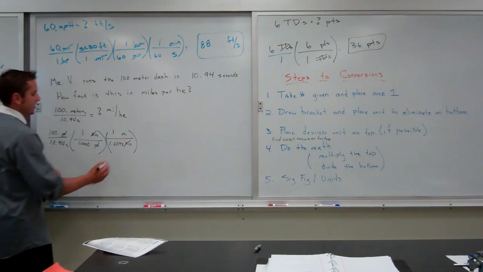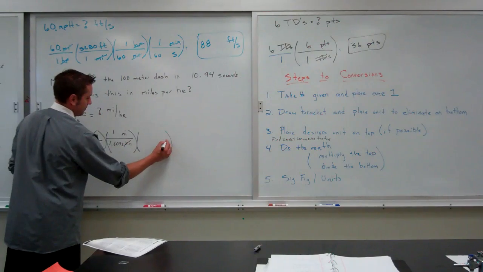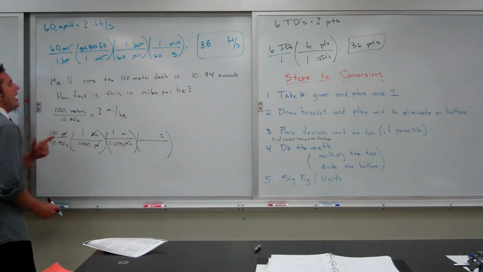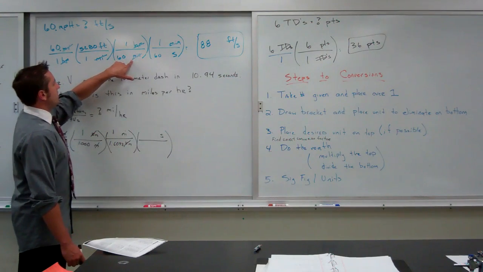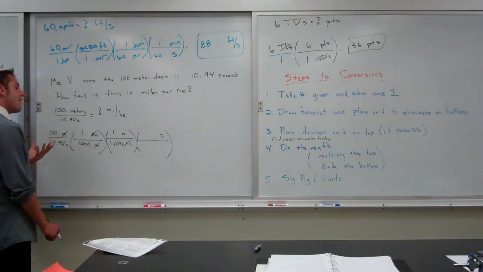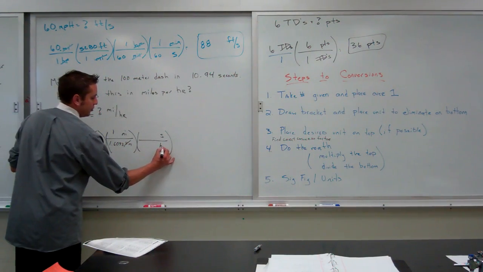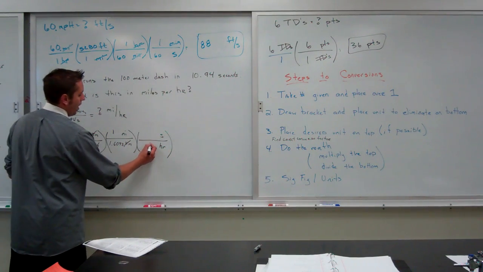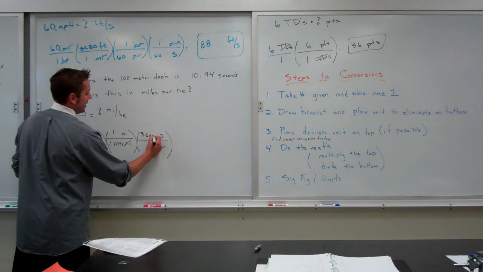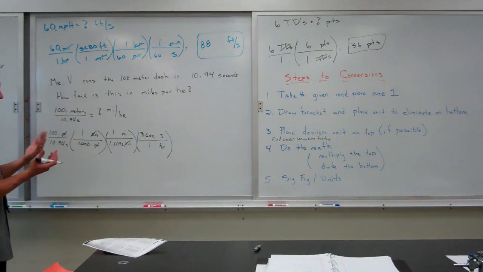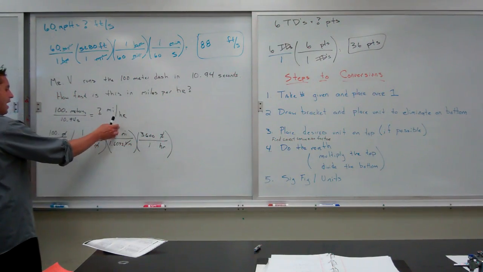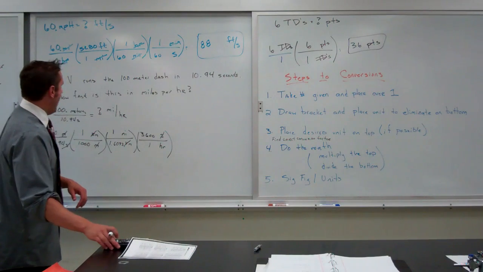Now we need to change seconds to hours. If I want seconds to cancel, it needs to go on top. Last time we did 60 and then 60. Well, a faster way, if you understand the relationship between seconds and hours, is that 1 hour has 60 times 60 seconds, which is 3,600 seconds. So seconds cancels, and now we have miles per hour, and we have to do our math.